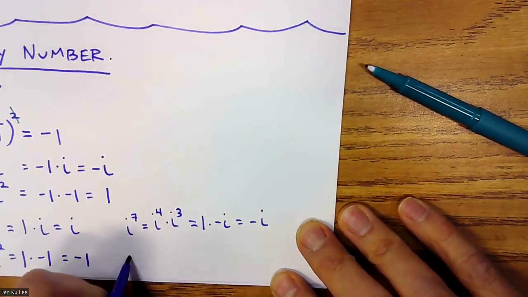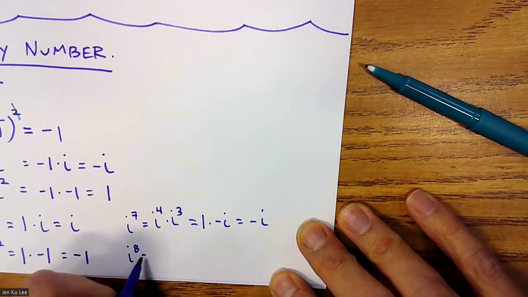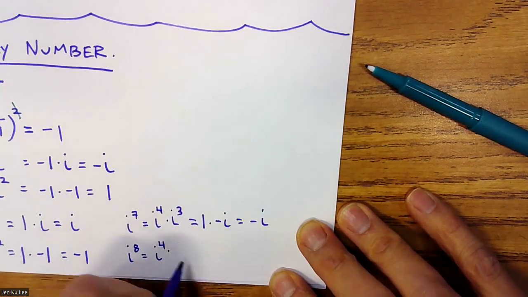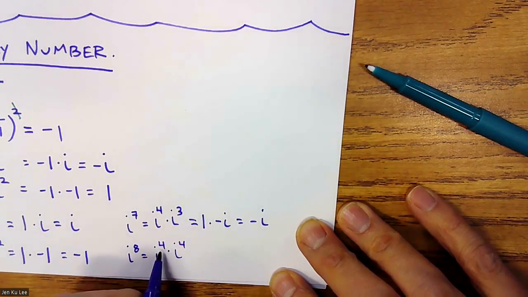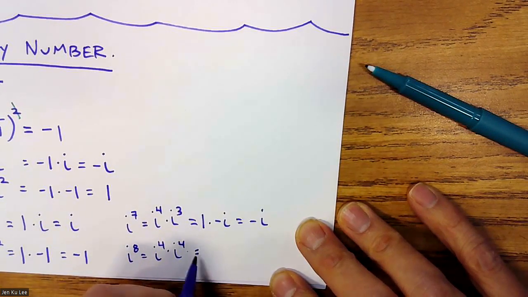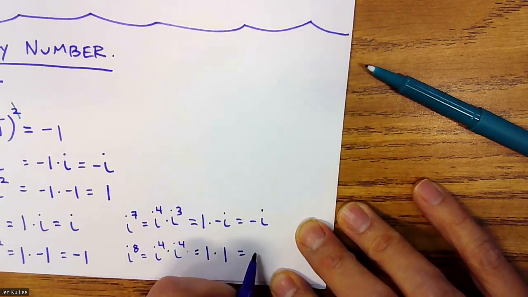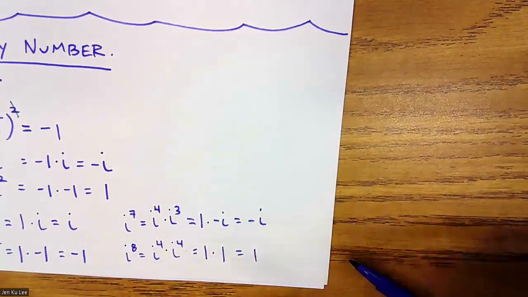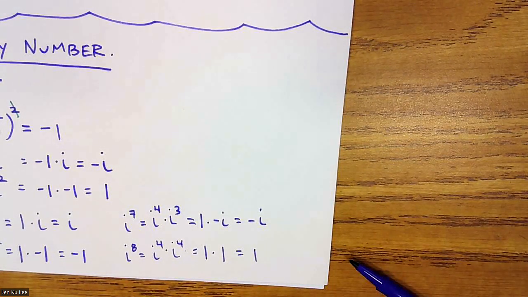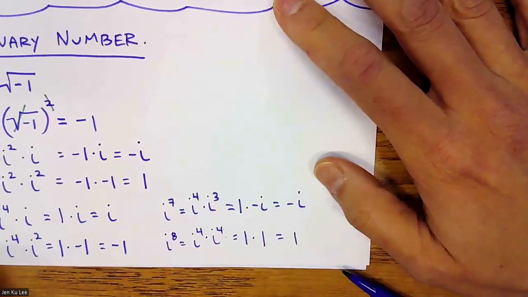And then let's just finish this out. i to the eighth equals i to the fourth times i to the fourth, because 4 plus 4 is 8. That's 1 times 1, which is 1. Do you guys see the pattern?